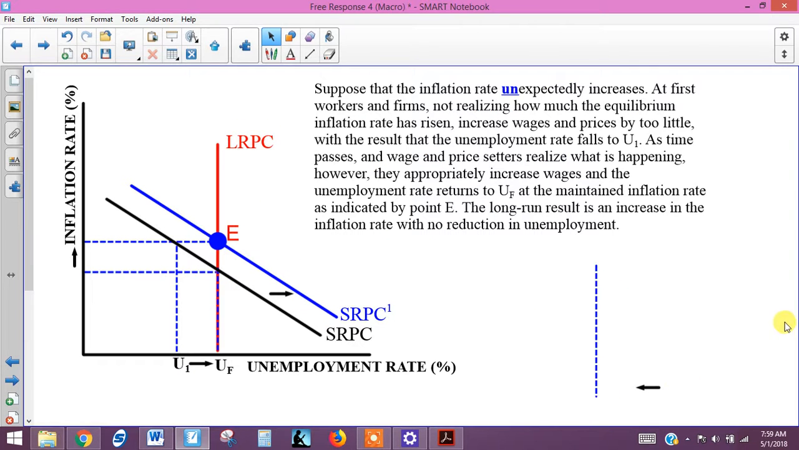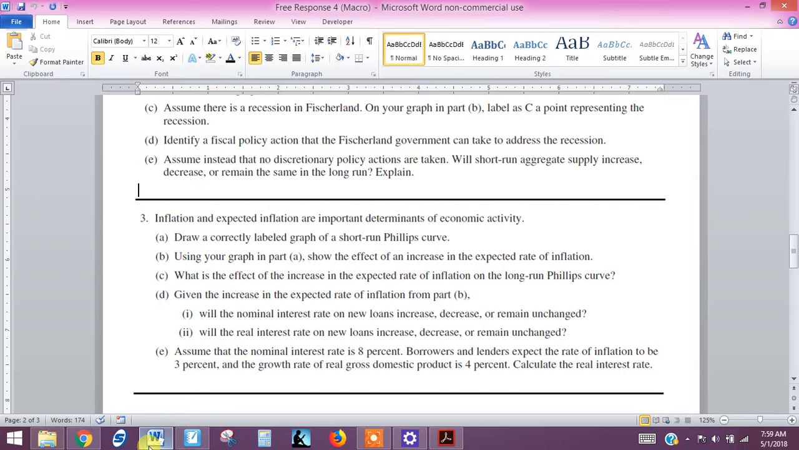Okay, now we're almost done here. We're going to go to part C. Actually, we've already answered part C. It will have no effect. The long run Phillips curve is not affected by the rate of inflation, and we've shown that.